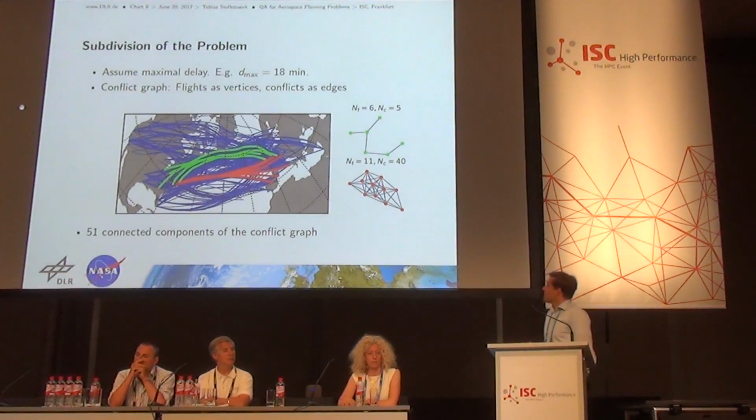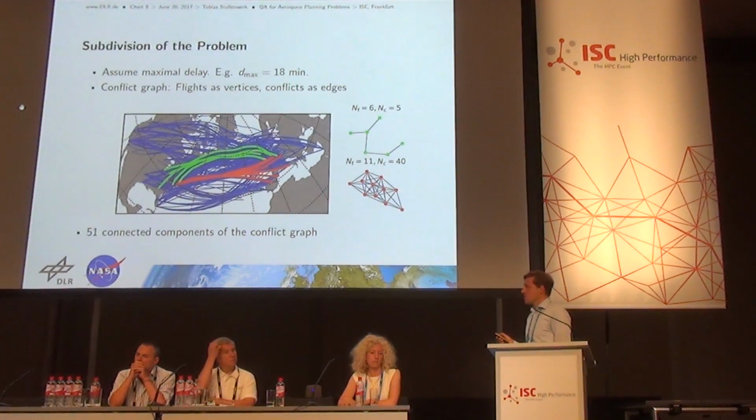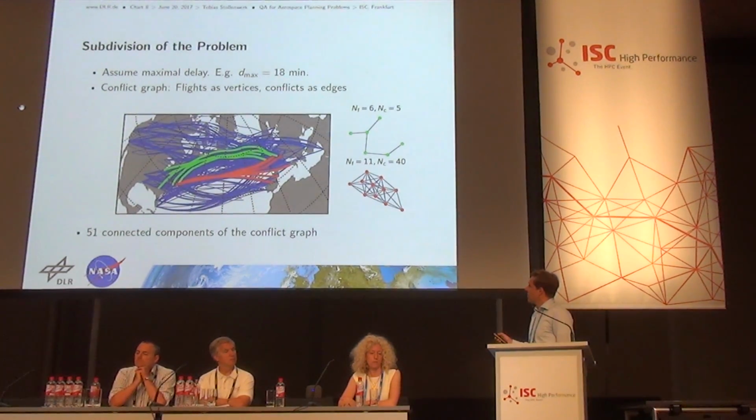So how does our problem look? First of all, we can subdivide the problem, which is a good thing because we want to put some small testing problems onto the D-Wave machine. As you can see here, the green flights and the red flights are not in conflict with each other.